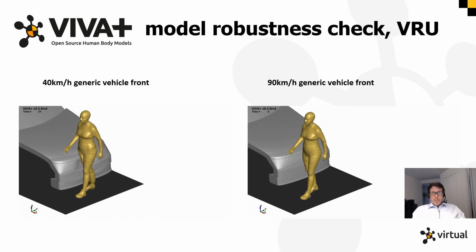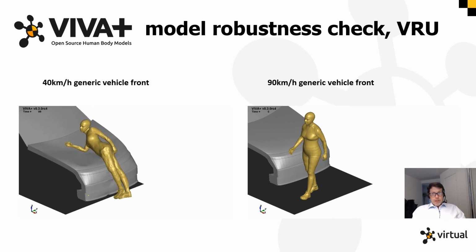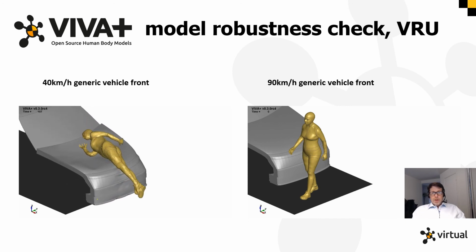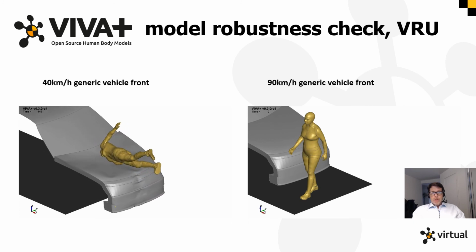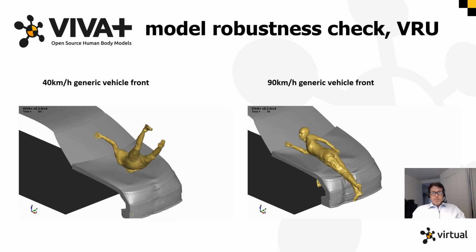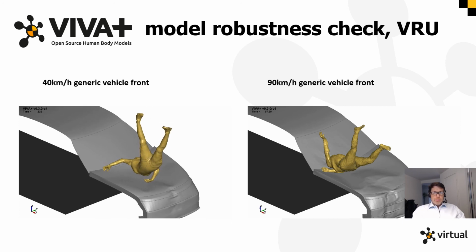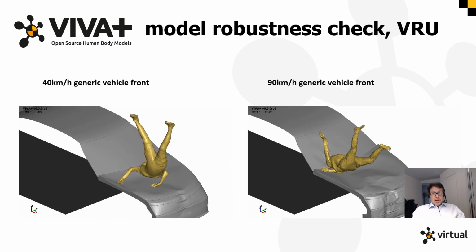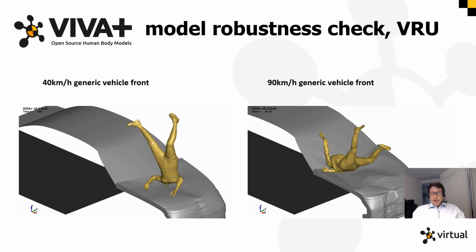In addition, we test the robustness of the pedestrian models using a generic vehicle front. Also, this model can be found on OpenVT if you like to download and test your own human body model. As an extreme load case, to the right here, we can see a pedestrian being impacted at 90 km/h. This simulation actually ended up in an error termination, but very late after the peak loading.